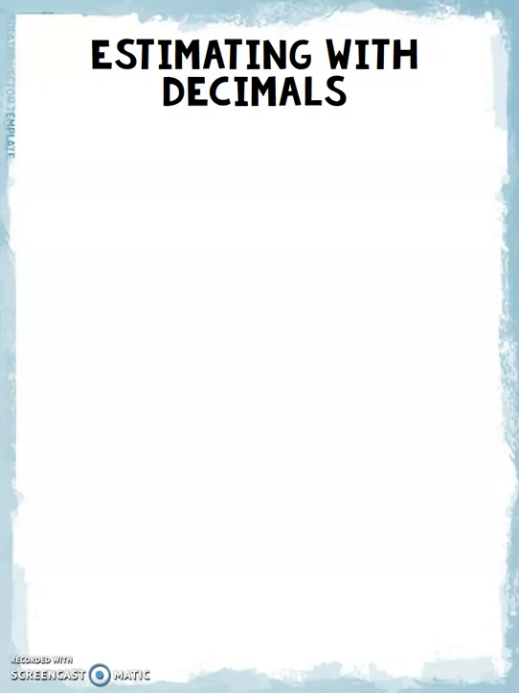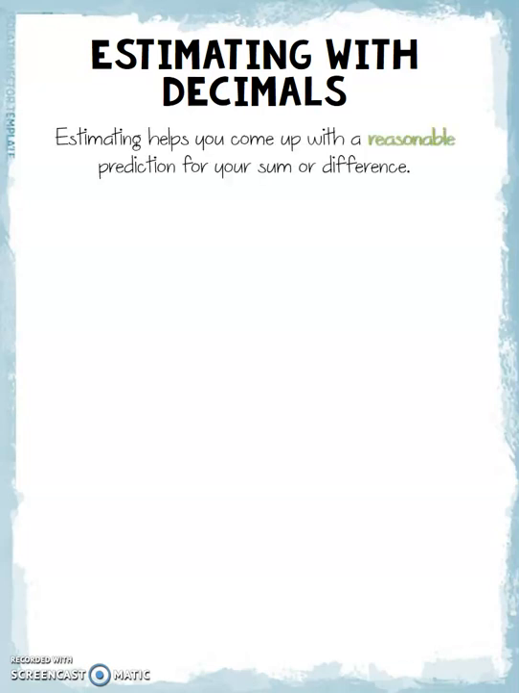And remember, when you're estimating, you're not worried about finding the exact answer, but instead you're trying to come up with an answer that's close. So estimating with decimals is going to help us come up with a reasonable prediction for our sum or difference. This way, when we actually solve the problem, we have a better idea of if our answer is going to be close before we have to worry about trying a different strategy to solve the problem another way.